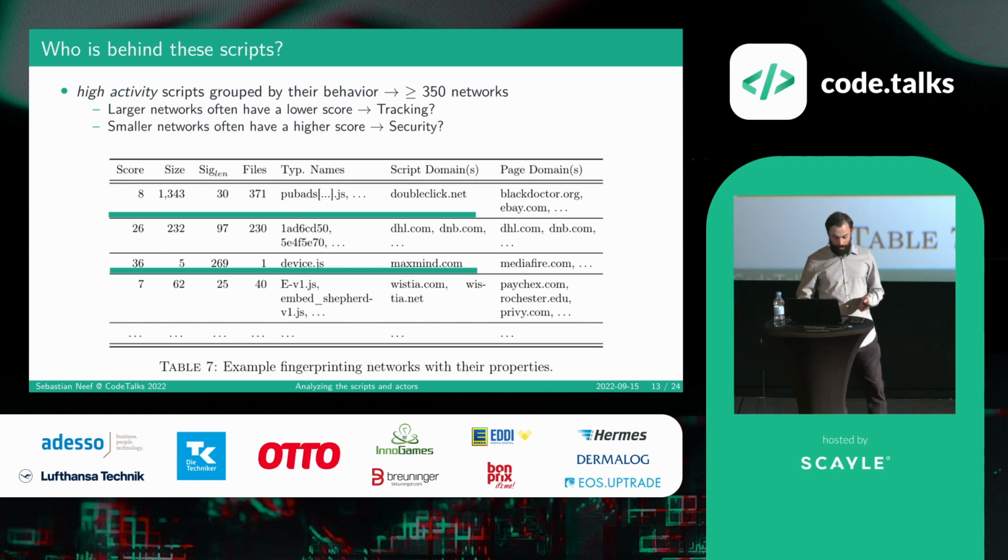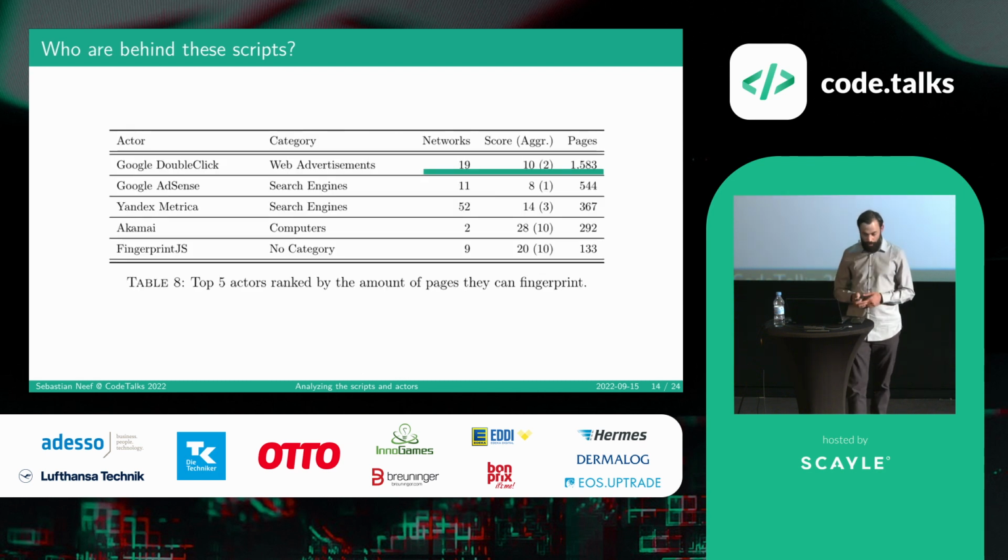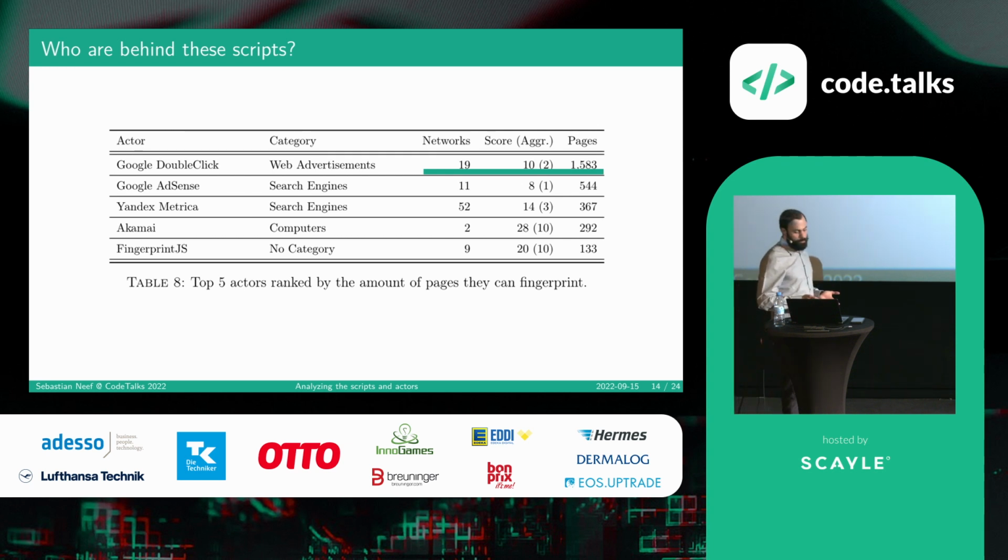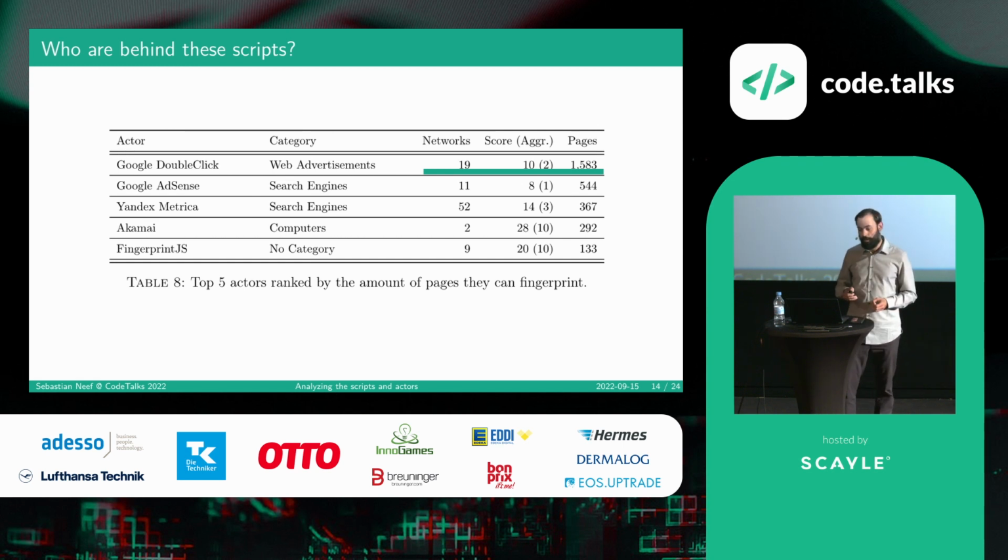So yeah, what do we do with that? Well, we can also group them further, and for every network that I identified of those 350, I went through them and tried to categorize them. So in the end, I ended up with that table. So we see the largest actor that covers the most pages is Google DoubleClick. They have about 19 different networks that cover about 1,580 pages with a score of up to 10.